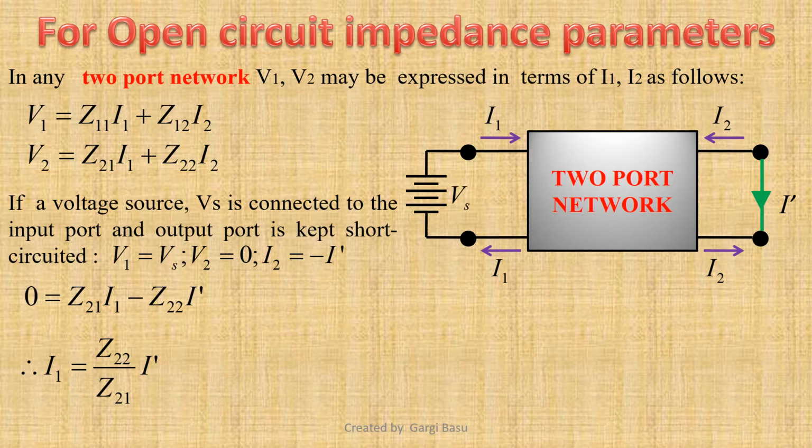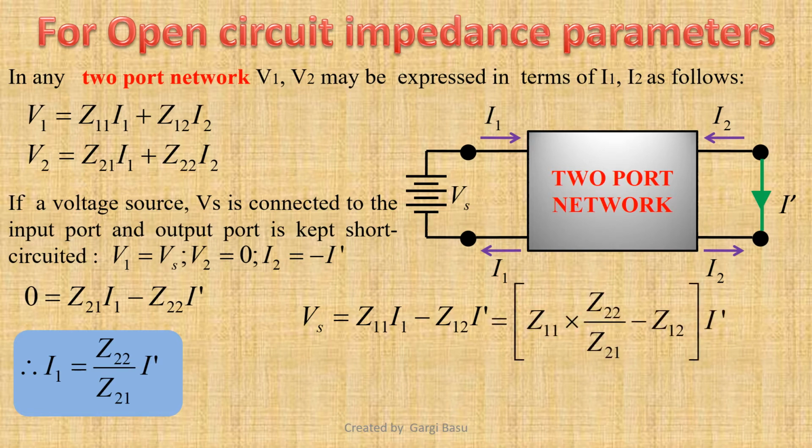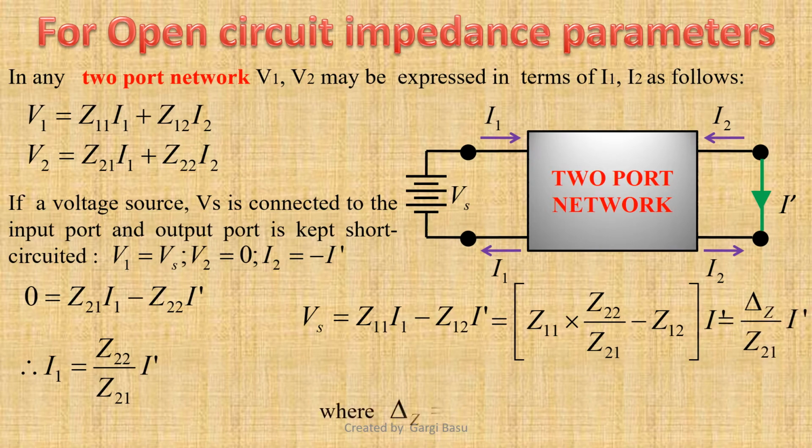Now from the first equation we can write Vs equals Z11 I1 minus Z12 I dash. Now using the expression of I1 we can write Vs equals Z11 into Z22 by Z21 minus Z12 times I dash. Or we can write Vs equals delta Z by Z21 times I dash, where delta Z equals Z11 Z22 minus Z12 Z21. Therefore, I dash equals Z21 divided by delta Z times Vs.